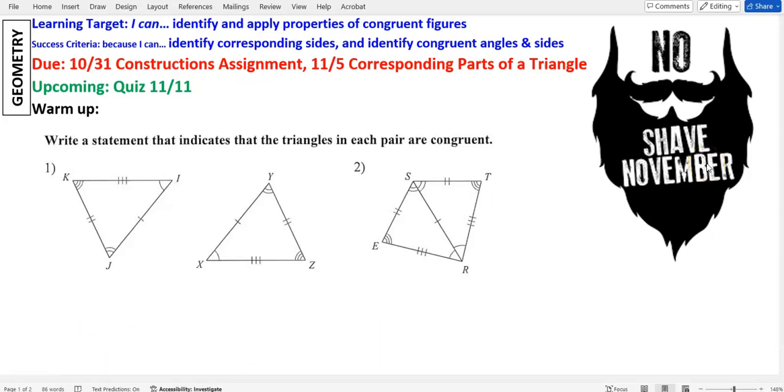So order matters. By the way, it's still no shave November. Yeah, bro, come up your beard. See it growing. Hey, be nice.